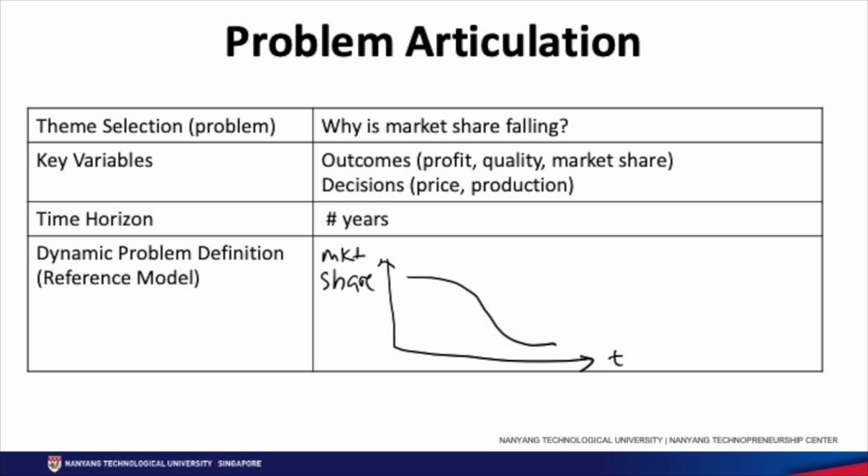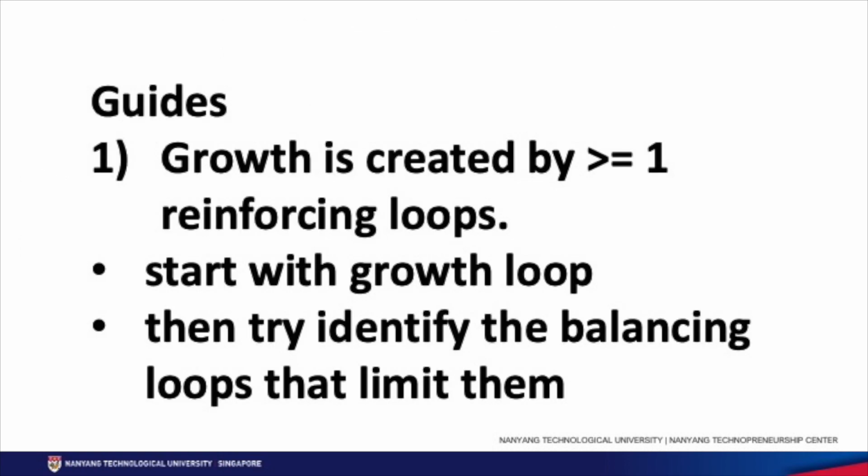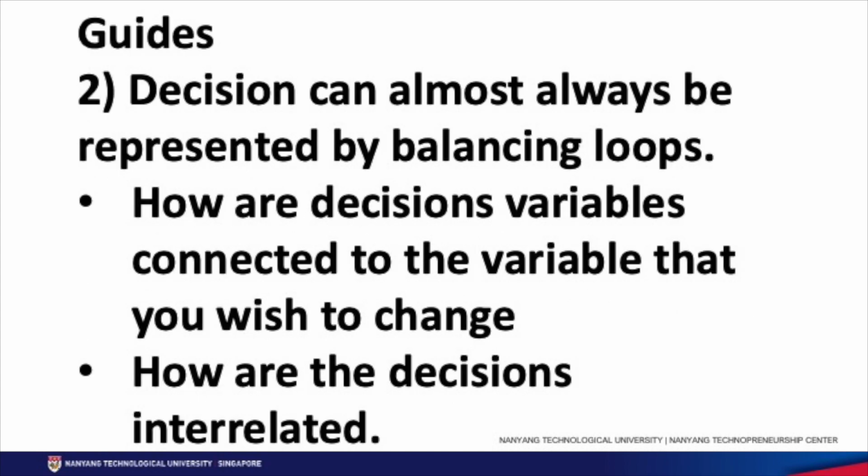All right? So if you want growth, then you must use a reinforcing loop, one or more reinforcing loops. So if you are designing for growth, start with the growth loop. And then try to identify the balancing loop to make the system stable. Okay? All decisions, rule of thumb, are represented by the balancing loop. So you cannot keep growing forever, right? So decision variables are connected to the variables that you wish to change, making them part of your balancing loop.